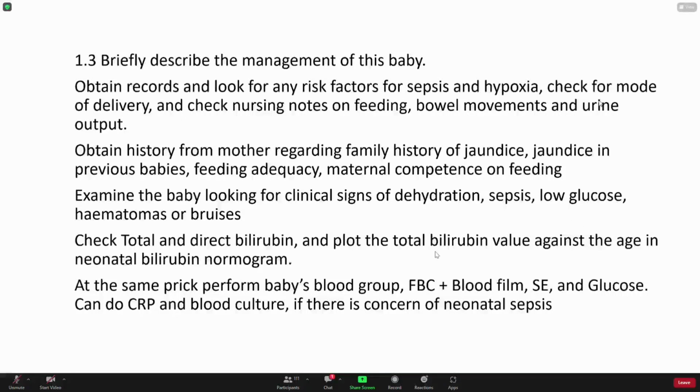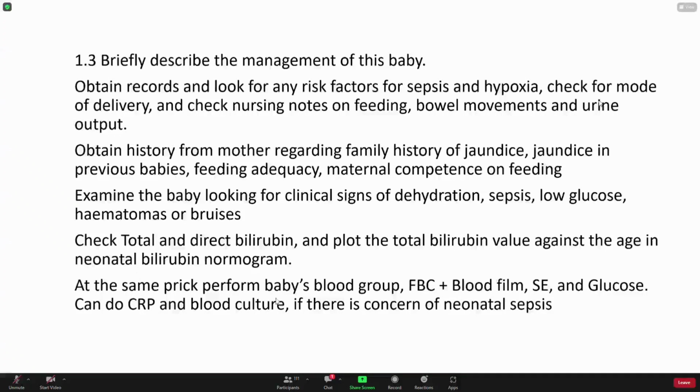Here it is important to write: don't write plot the direct bilirubin, or the indirect bilirubin, but you plot the total bilirubin, right? Value against the age, and you can further qualify your answer saying against the age in hours, right? That's how the neonatal bilirubin nomogram is made. In the neonatal bilirubin nomogram, or you can say Lilly's nomogram, right?